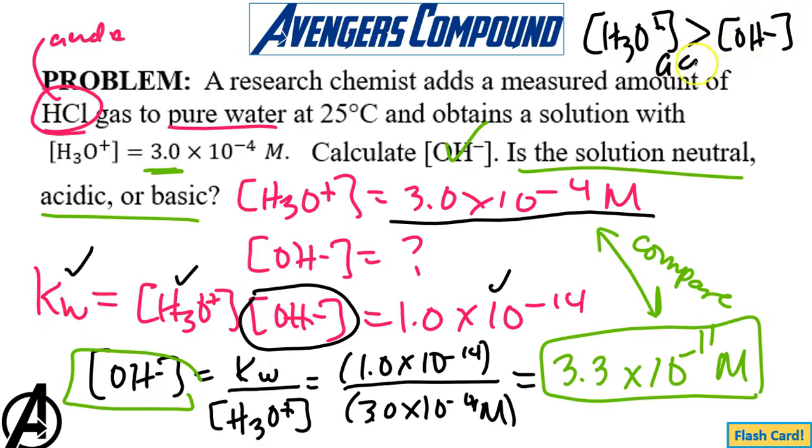And anytime we have that, we're dealing with an acidic solution. Okay, folks? So we have our OH minus concentration of 3.3 times 10 to the negative 11 molar, and we have the fact that H3O plus is larger in magnitude. And so therefore, the solution is acidic.